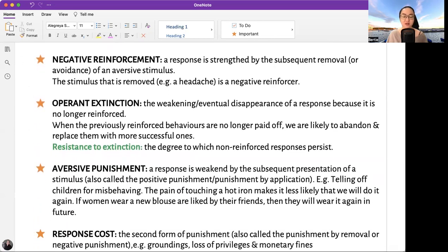Negative reinforcement. A response is strengthened by the subsequent removal or avoidance of an aversive stimulus. The stimulus that is removed, for example a headache, is a negative reinforcer.